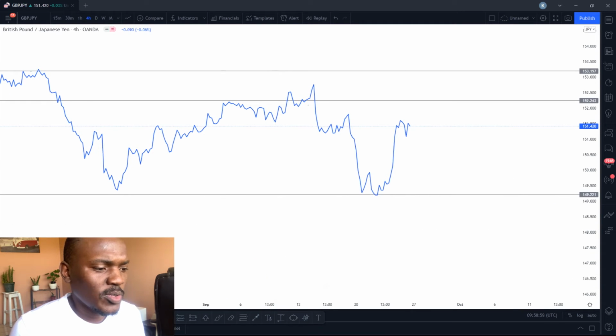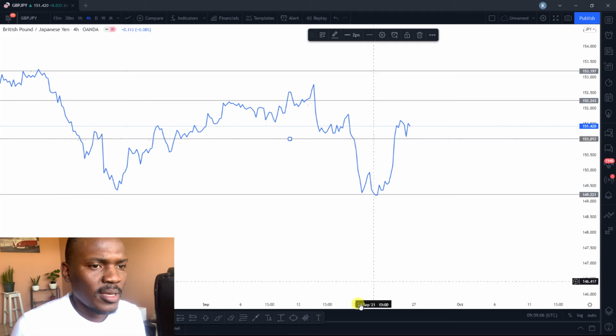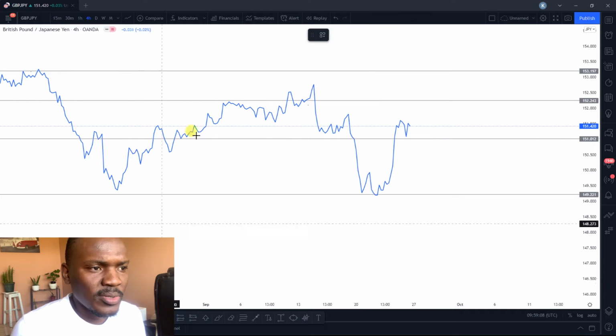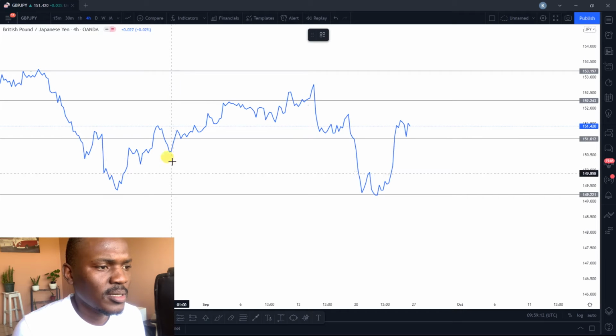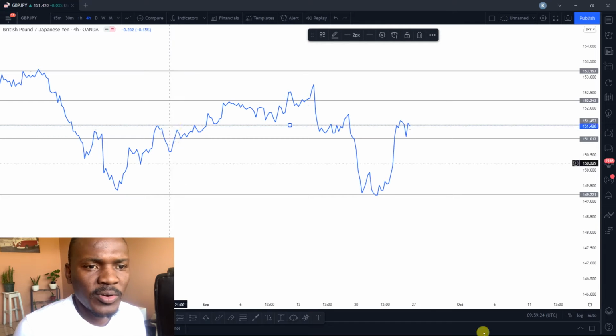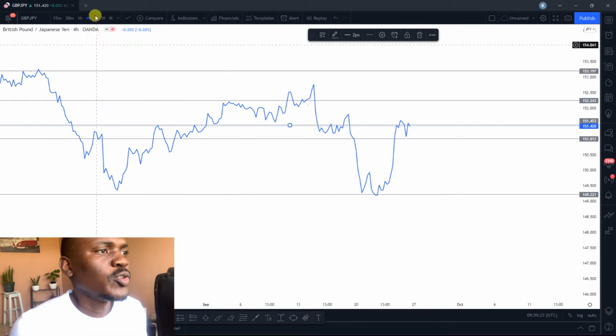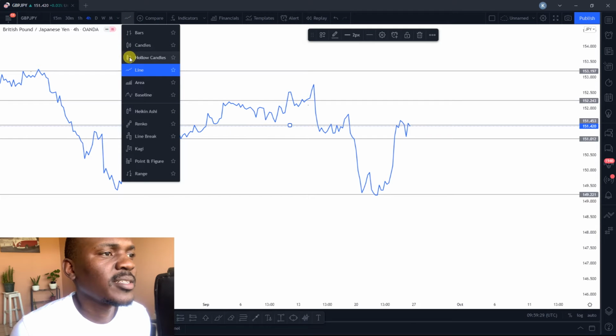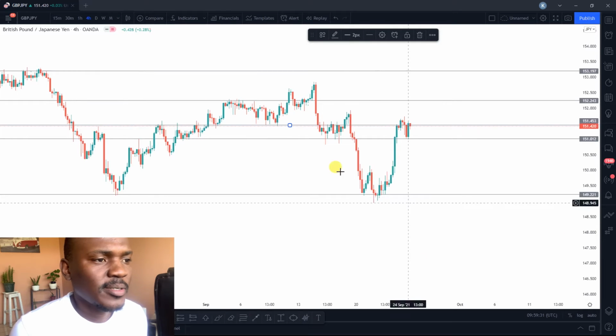Okay, so what we'll do as well here, we'll just put our support and resistance again. I'm seeing another support here, and then let's just put the last one. Let's see if we're gonna get something here. I'm seeing another resistance somewhere here next to the current price. Okay, so what we do, we're just gonna move back to our candlesticks just to adjust.